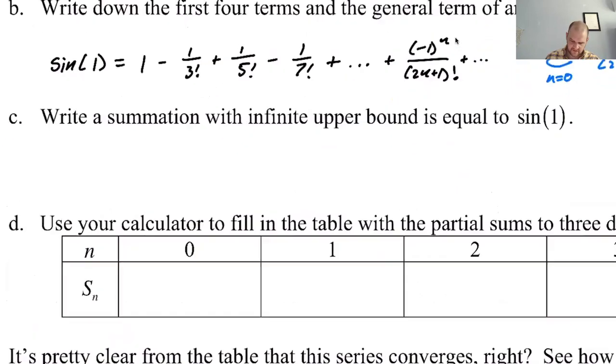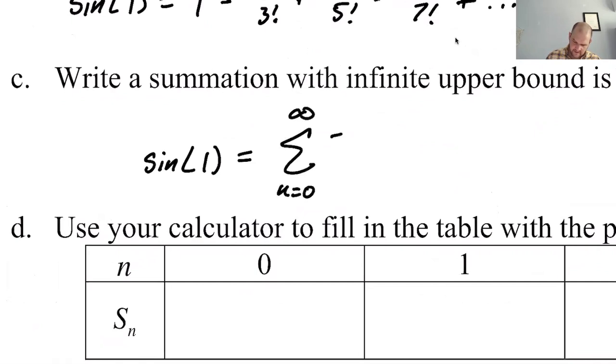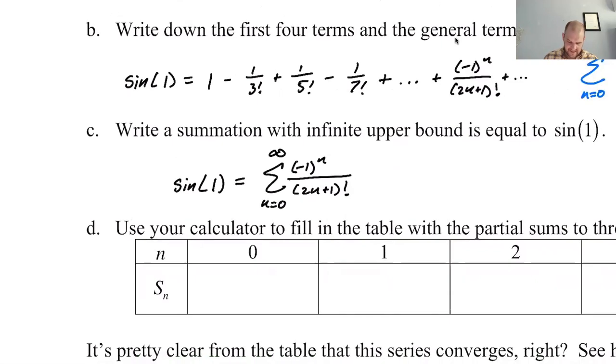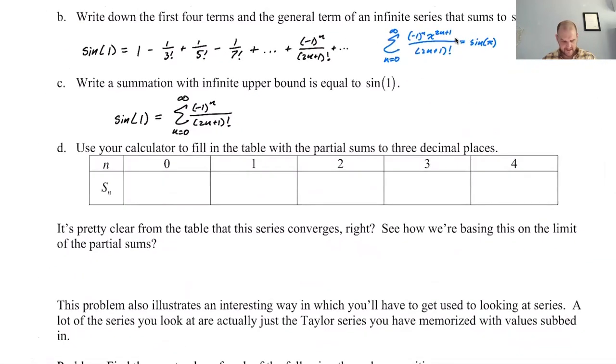So I know that the sine of 1 is equal to the sum from n equals 0 to infinity of negative 1 to the n. And then it's 1 to the 2n plus 1, but 1 to the 2n plus 1 is just 1, over the quantity 2n plus 1 factorial. So that's actually equal to it. So now what we want to do is see what's happening with the sequence of partial sums.